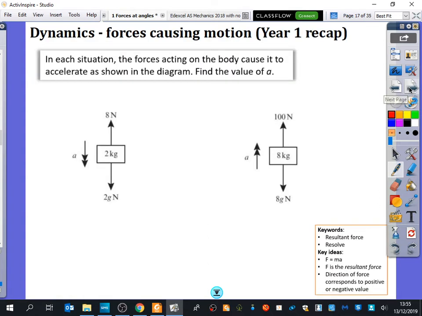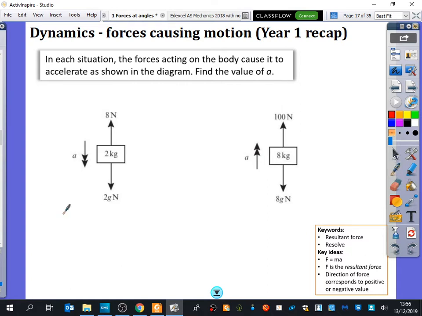We're just going to do that with two really simple examples here, and this is now coming under our topic of dynamics. Dynamics is just referring to things that are moving, right? What was the previous topic called with forces? Statics, good. Statics is not moving, dynamics means that it's moving. It says in each situation, the forces acting on the body cause it to accelerate as shown in the diagram. Find the value of a.